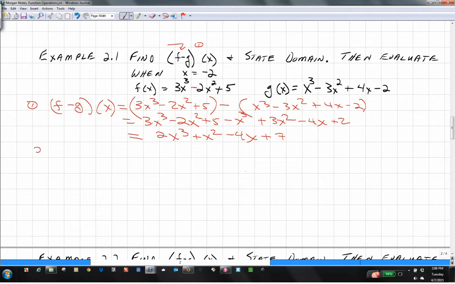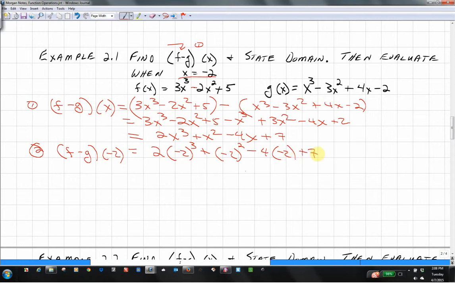Next step, it tells me to evaluate it when x is negative 2. So let's put f minus g evaluated at negative 2. That's how I would write that. Plug a negative 2 in for each value of x. Every single value of x gets that. So that would be 2 times negative 2 cubed. Here's an x squared, so we're going to take a negative 2 and square it. There's a minus 4 times a negative 2 plus 7.